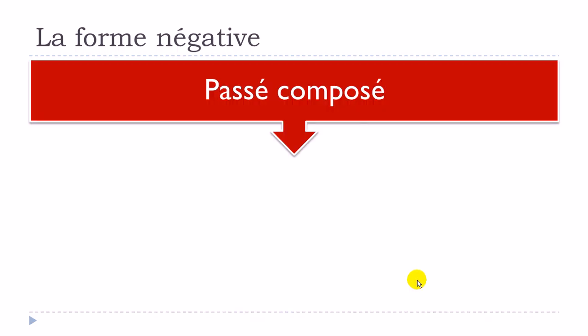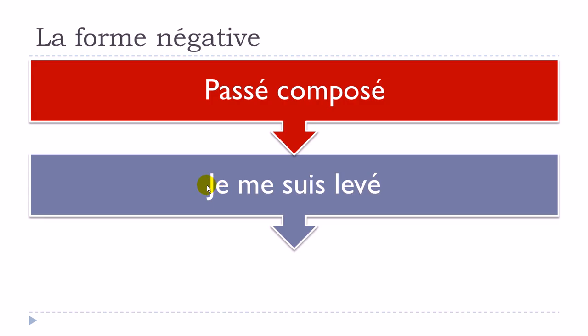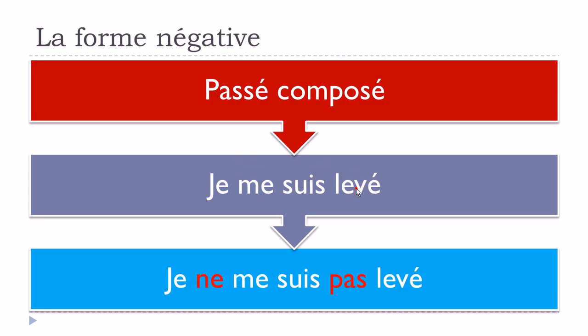Okay? And now let's see with the passé composé. Je me suis levé. Exactly the same thing. Je, ne, and then you keep this me suis together, and you put your pas here and levé. This is quite tricky normally, because students tend to mix up and then put the ne before the suis and then maybe the pas at the end. So keep in mind, this is the order, this is the way things should be. Je ne me suis pas levé.